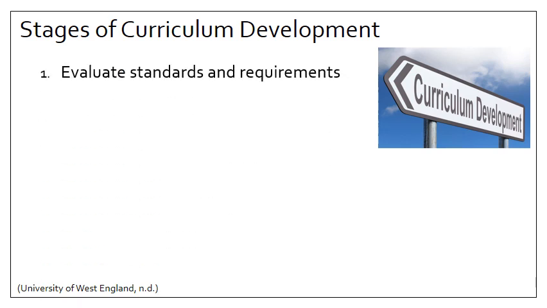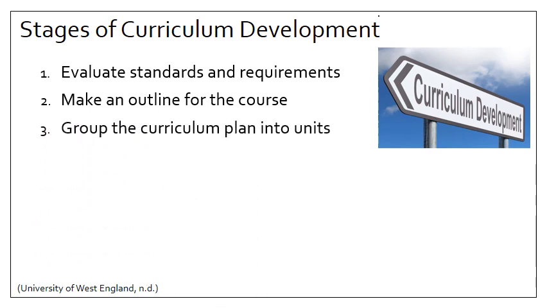In the first step of curriculum development, the team would want to evaluate standards and requirements of the course. This would set the goals for future development of the curriculum, and it would help solidify the roles and responsibilities of team members. The standards and requirements would help all of the following steps fall into place. From the standards and requirements of the course, the outline of the course should come easily. Making an outline of the course will also help group lessons into units.